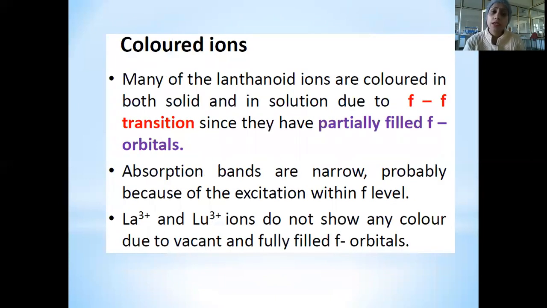Then the third property is the colored ions. So many lanthanoids are found in colored form, both in the solid and in the solution form. Why? We have studied in d-block elements that the cause of color is the d-d transition. Similarly, in the case of the f-block elements or the lanthanoids, the cause of color is the f-f transition. Why? Because they have a partially filled f orbital.